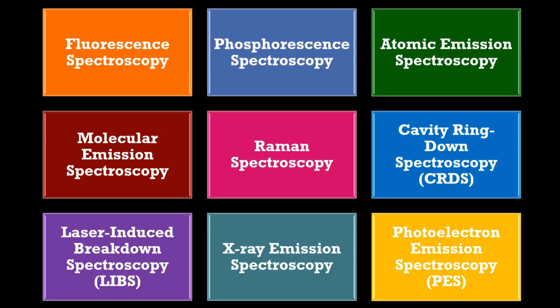Emission spectroscopy includes various techniques that analyze light which is emitted by a sample after it has absorbed energy. Here, there are nine main types of spectroscopy. They are fluorescence spectroscopy, phosphorescence spectroscopy, atomic emission spectroscopy, molecular emission spectroscopy, Raman spectroscopy, cavity ring down spectroscopy, laser induced breakdown spectroscopy, X-ray emission spectroscopy, and photoelectron emission spectroscopy.